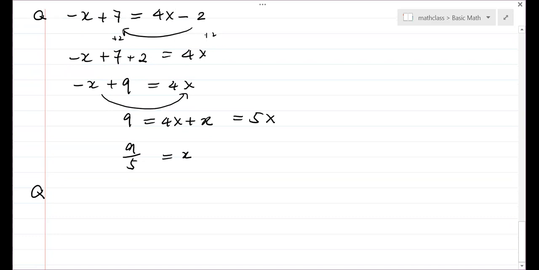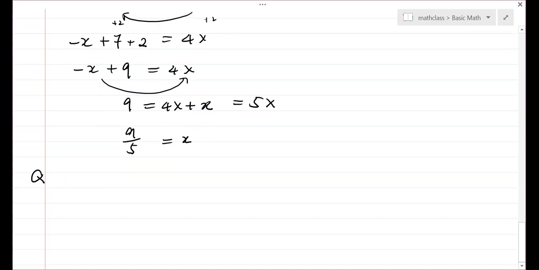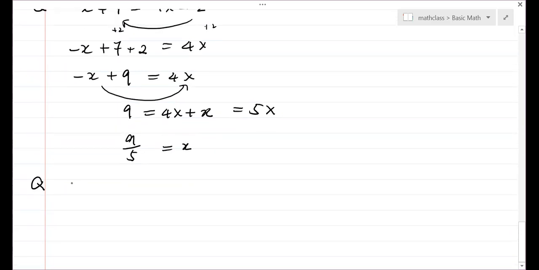Right, let's do another problem. And you know how to do it? Are you sure? Okay, so let's see. Negative 3 minus 2x equals 4 minus 3x.